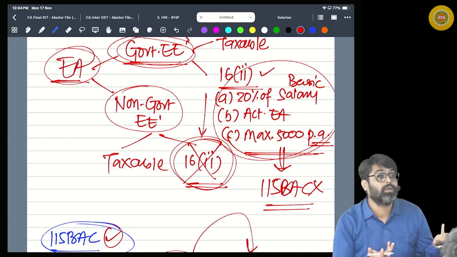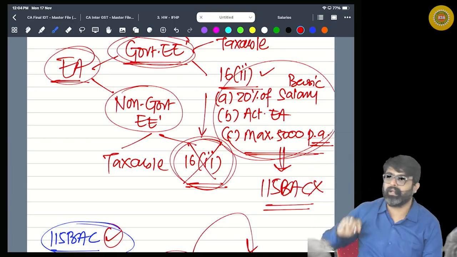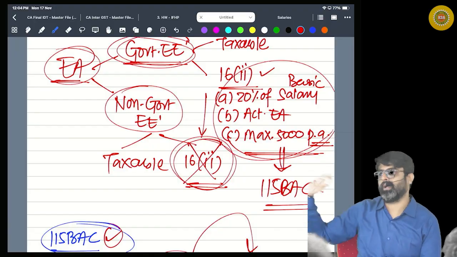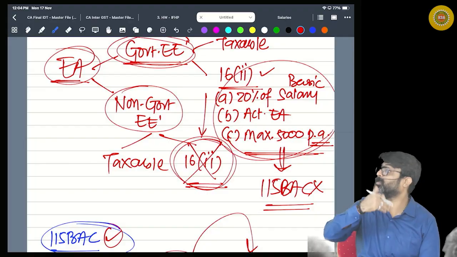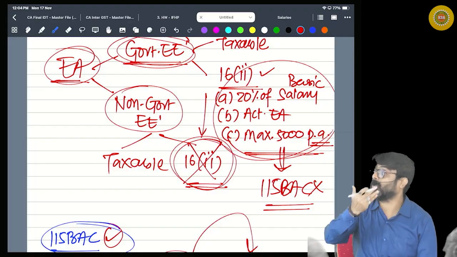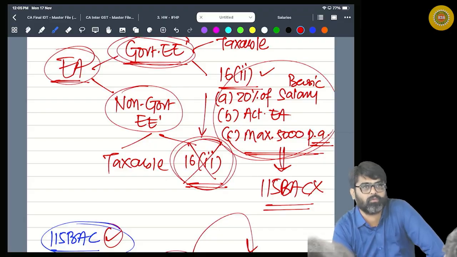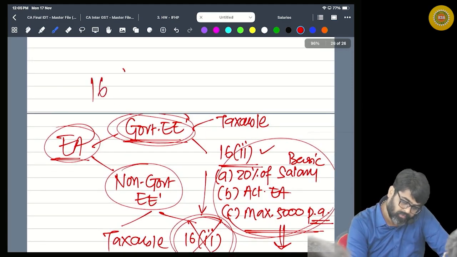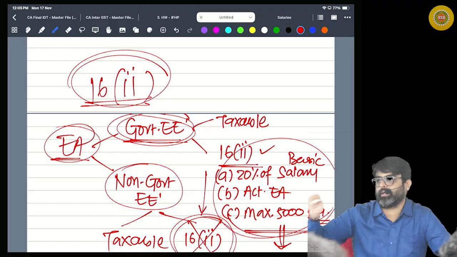So what? There is no requirement of spending the entertainment allowance to claim the deduction. So even if it is not spent, you are still going to get the deduction. Yes or no? And even if it is spent, the amount spent has to be ignored, because based on the amount spent, you are not going to get any deduction or exemption out of entertainment allowance. Yes or no? So this was your entertainment allowance. We had a discussion about 16 clause 2. One deduction we have already covered with entertainment allowance.